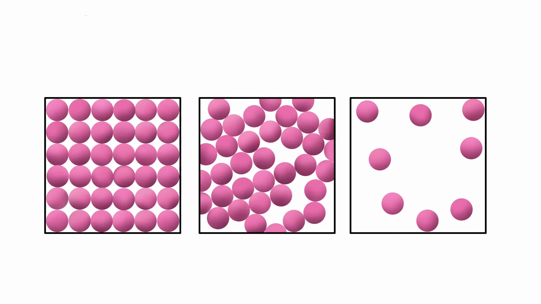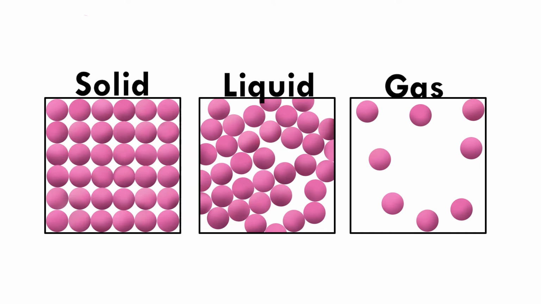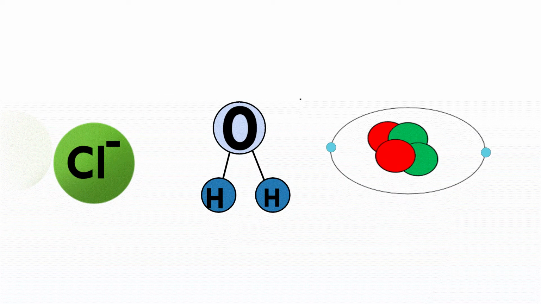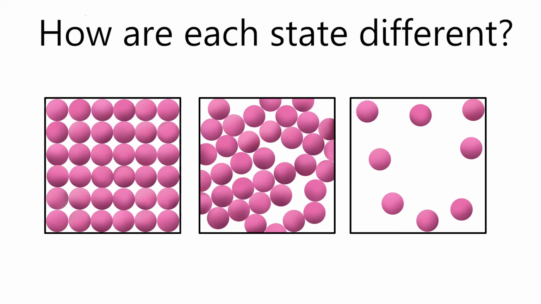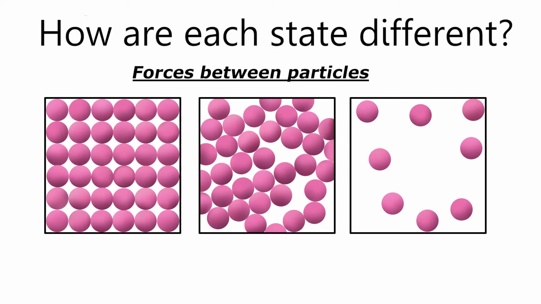States of matter. There are three states of matter, which are the solid, liquids, and gases. Each of these states are made up of particles, for example, molecules, ions, or atoms. But what differentiates them from each other? The forces between the particles.